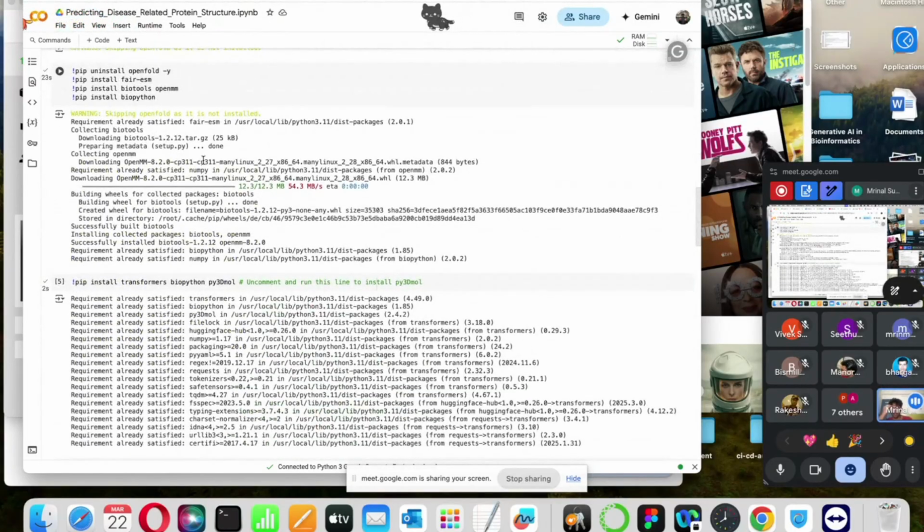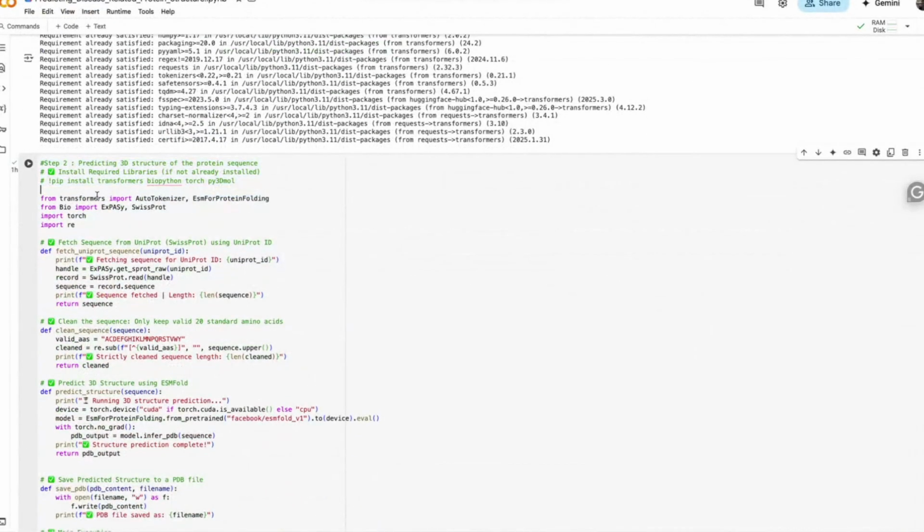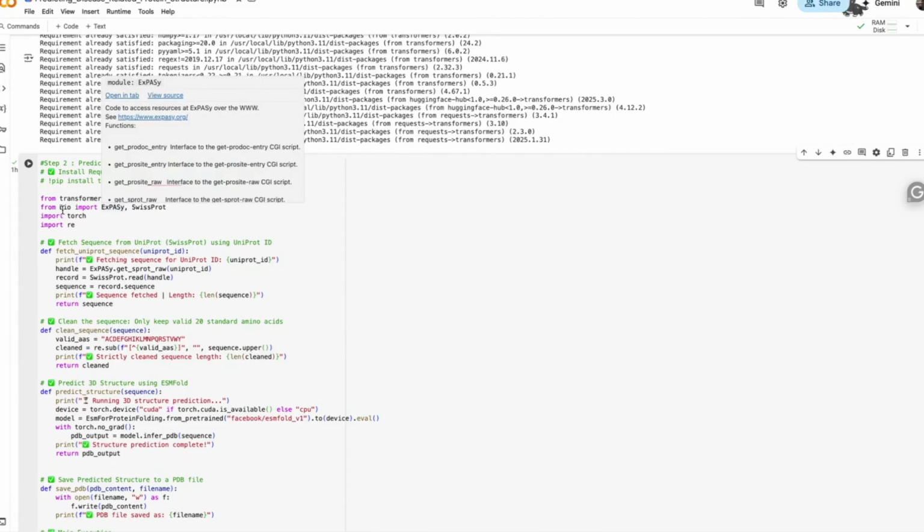I have uninstalled it after I performed the particular function, so please don't follow this command. Here is the most important aspect of the code, where we are predicting the structure of the protein sequence. In this case, I am loading the AutoTokenizer and ESM for protein folding from the transformers. And there's something called SwissProt, and these are library packages within Bio.